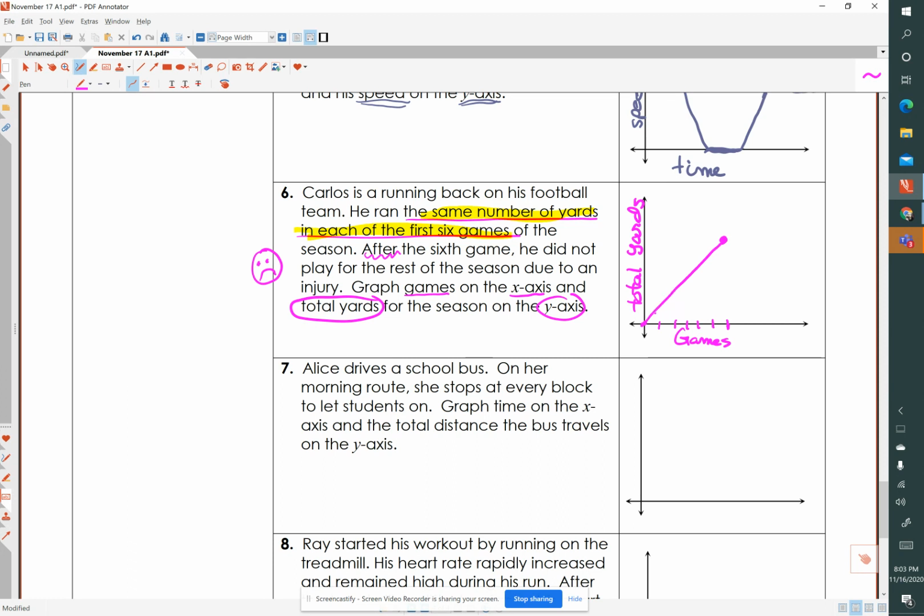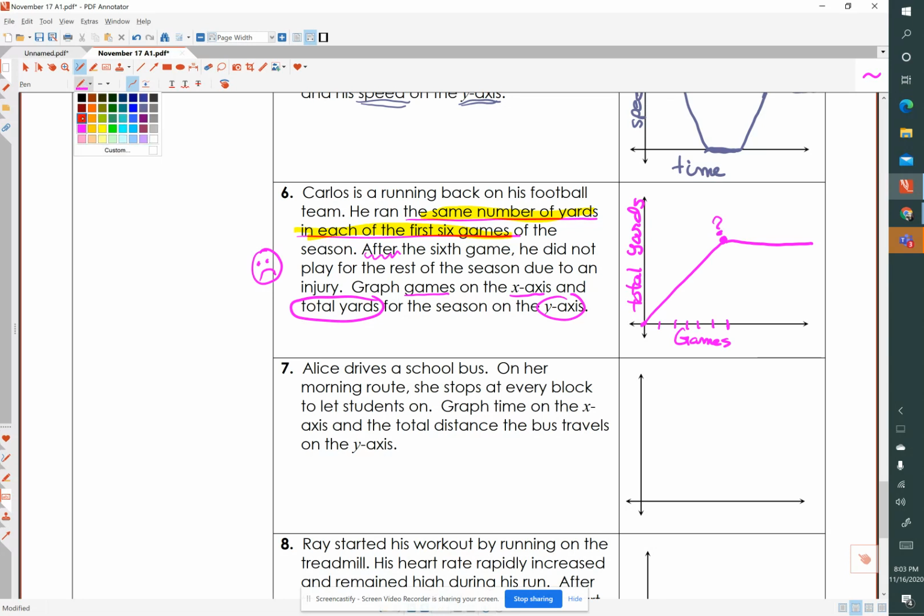Is it 6 yards? Well, then it would increase 6, 12, 18, 24, 30, 36. Is it 9 yards? 9, 18, 27, 36, 45, 54. Whatever it is, it's a steady increase. Then Carlos has the injury. So whatever this number is here, it will stay. This is where Carlos has this injury, and I actually don't want to put an arrow on the back. It's not going to go to infinity. So whatever that number is, that's what it will stay for that season, and that's Carlos's graph.